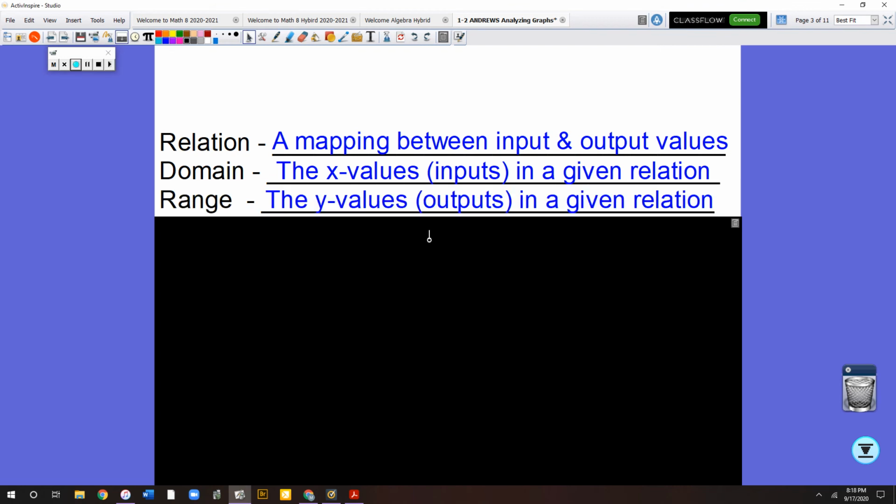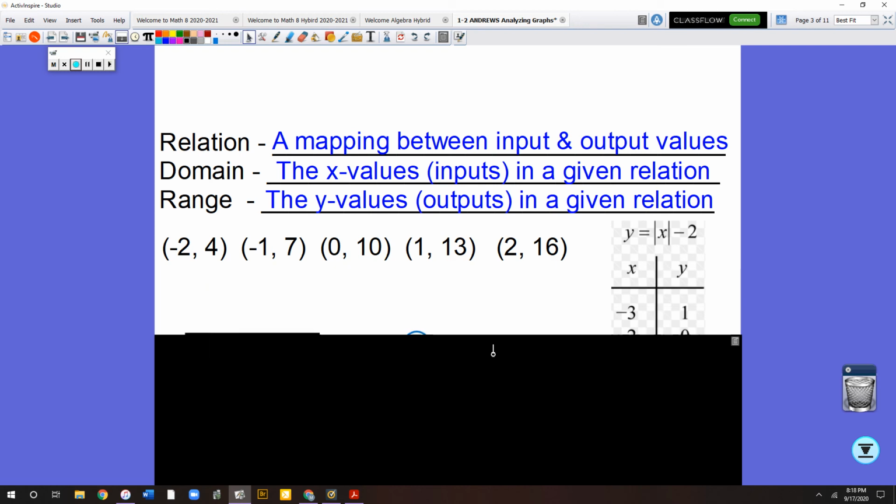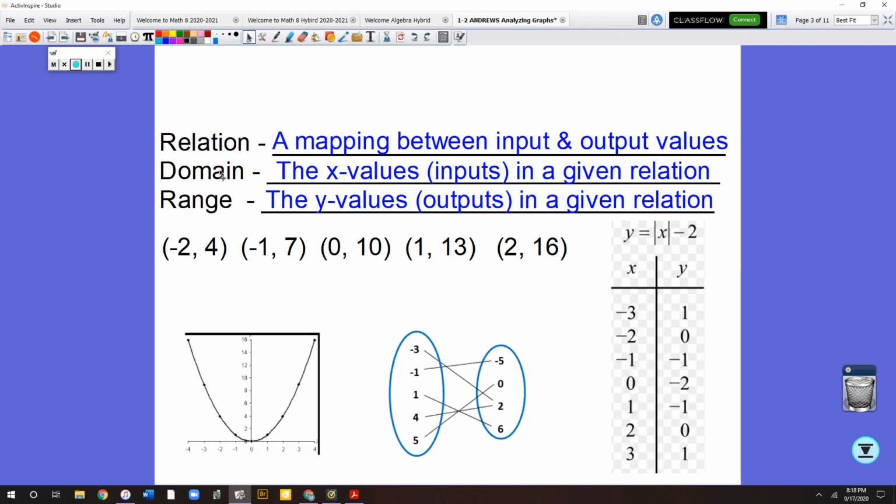The range are the numbers that are your y values or your outputs in a given relation. That connects back to your dependent variable, anything to do with y. So we have examples of different kinds of relations, okay? A relation can be a graph. A relation can be this thing right here.